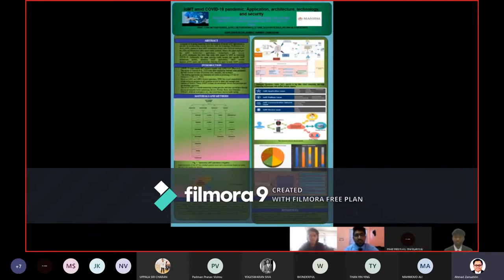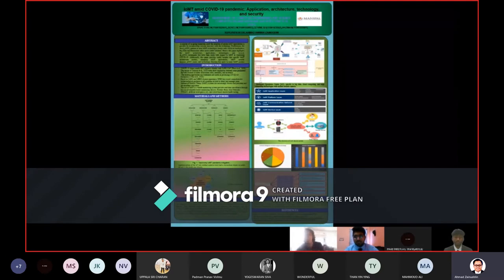In technology, there is device, big data, artificial intelligence, and blockchain. In security, there is confidentiality, integrity, availability, and authenticity. So next, Vishnu will talk about application for COVID-19.